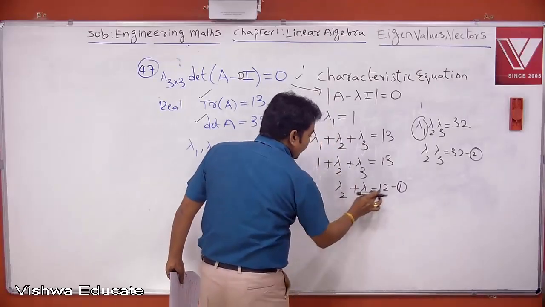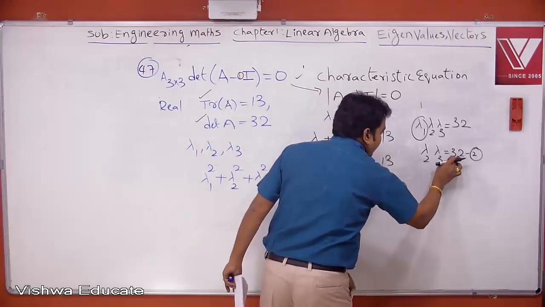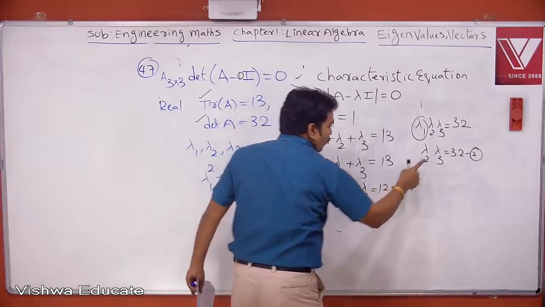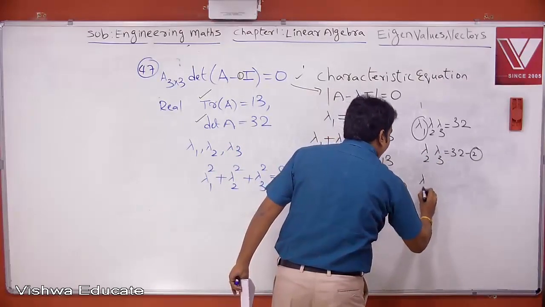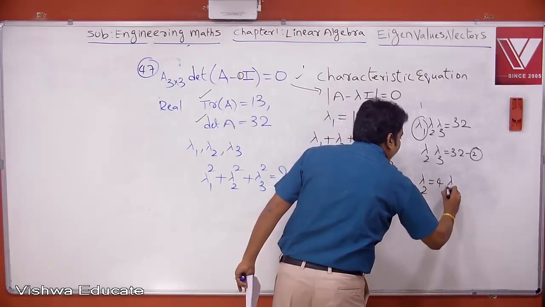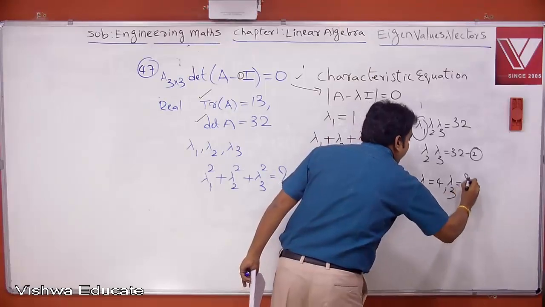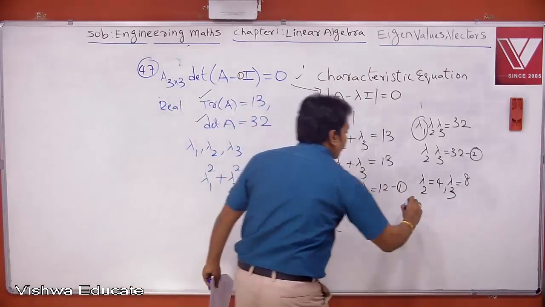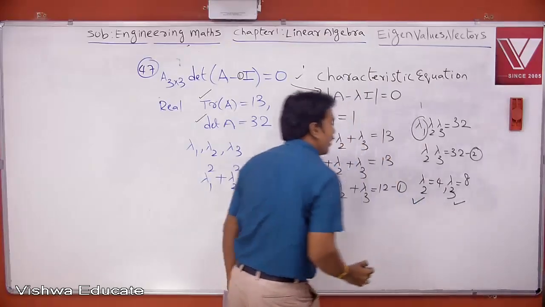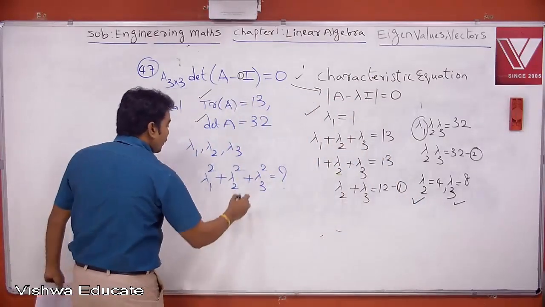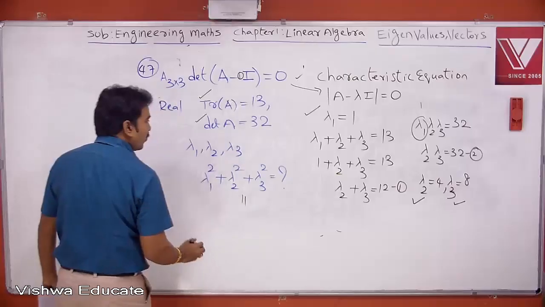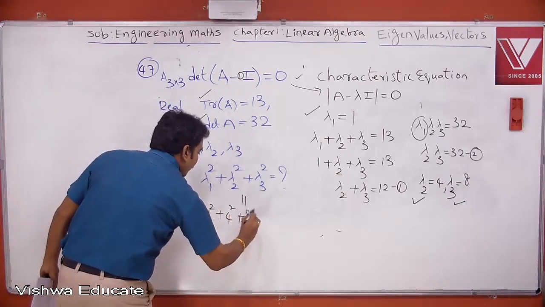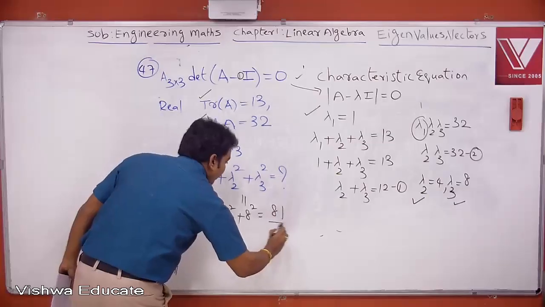The sum of two numbers is 12 and the product of the same numbers is 32. So they are 4 and 8: 4 plus 8 is 12, and 4 into 8 is 32. So one eigenvalue is 4 and another eigenvalue is 8. So lambda 1 we got as 1, lambda 2 equals 4, and lambda 3 equals 8. Square all these values: lambda 1 square plus lambda 2 square plus lambda 3 square is 1 square plus 4 square plus 8 square. The result is 81.